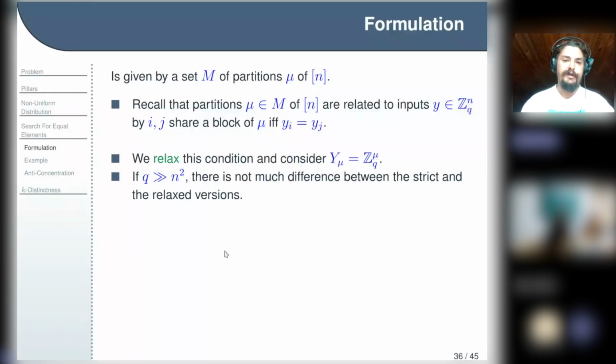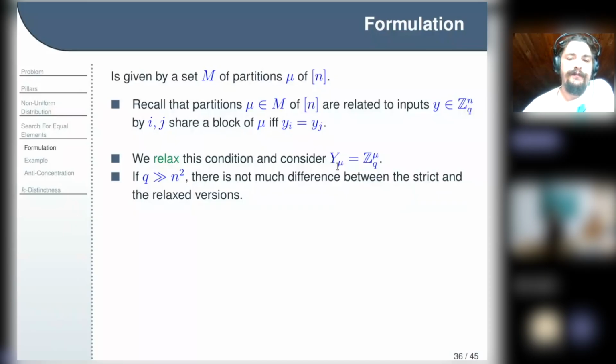So I will assume that Y_mu, the set of inputs with type mu, is just Z_q to the m, to the mu. This means that two inputs are in the same block if and only if they have the same value. Now I'm allowing collisions between different blocks.